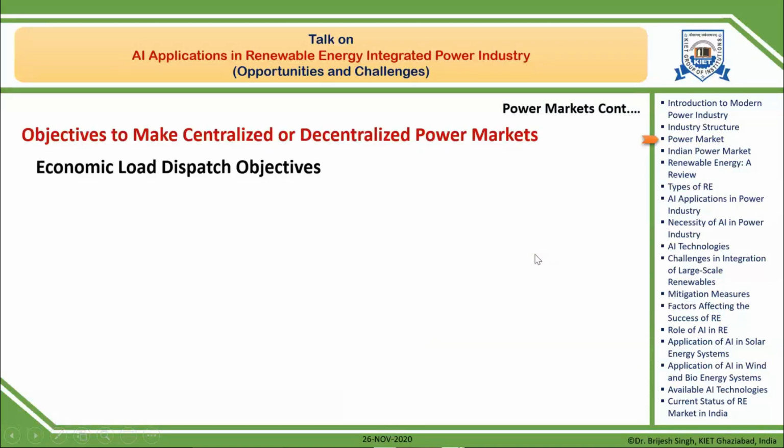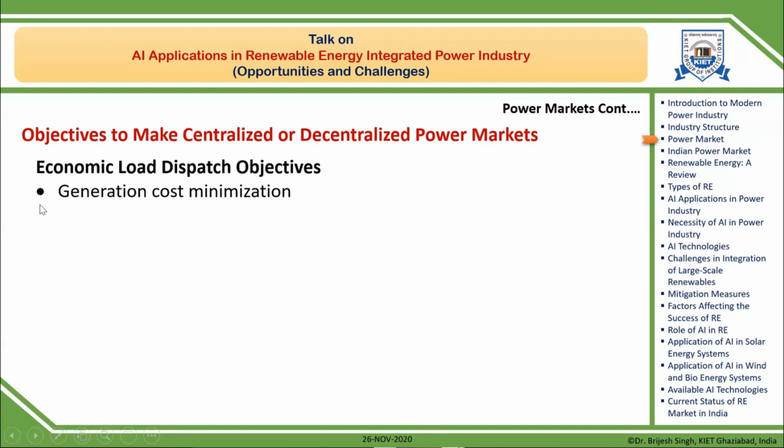Now, what is the objective of the centralized and decentralized power market? Here I am going to mention some of the objectives generally used in centralized and decentralized power markets. The first objective is economic load dispatch. Whatever power you dispatch to the consumer should be in the economic zone, or you can say the cost of that power should be reduced. That is the main important objective of this centralized or decentralized market structure.